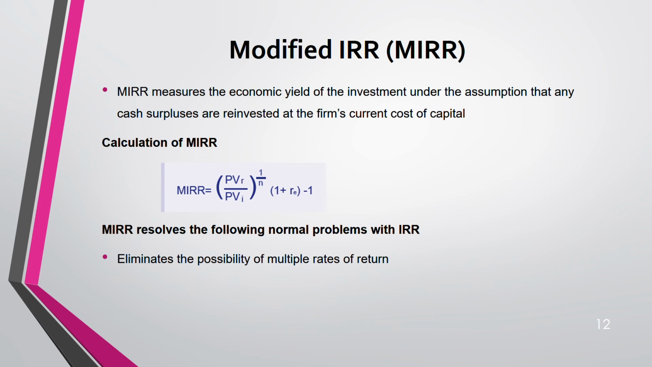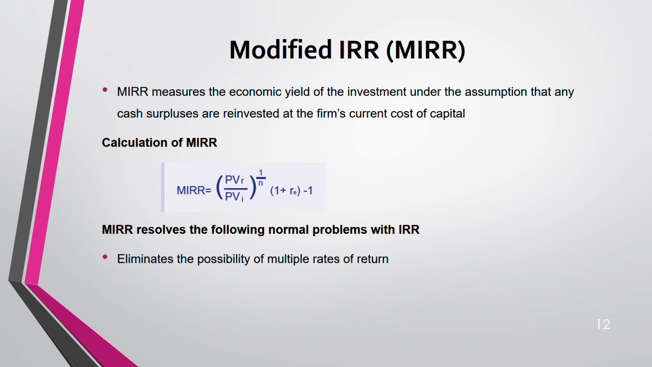So MIRR eliminates the possibility of multiple rates of return. If you know IRR, there can be multiple IRRs for one project. Why? Because we always assume a cash outflow, the investment, will always be followed by cash inflows. That means one sign change only.